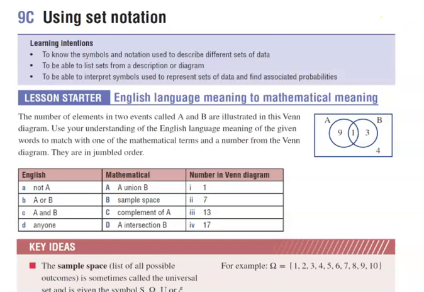Alrighty, so today we are going to look at set notation. So this is 9C, and that's using symbols and different types of notation. If we look at the Venn diagram here on the right, we're going to look at the English explanation, the mathematical meaning, and the number in the Venn diagram.